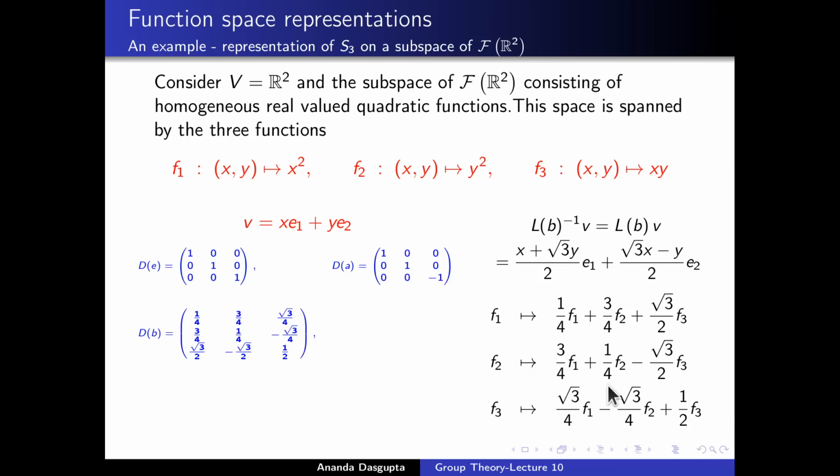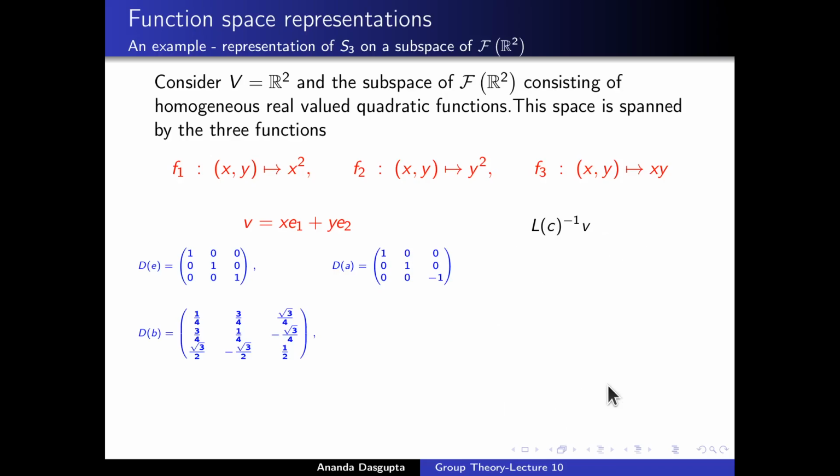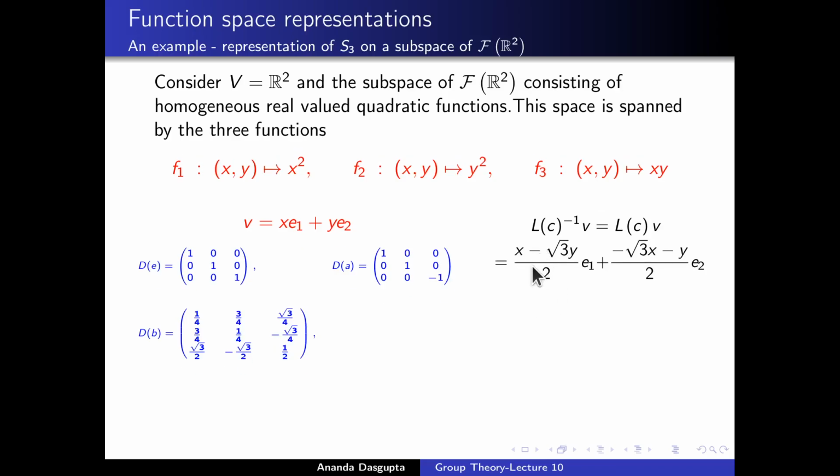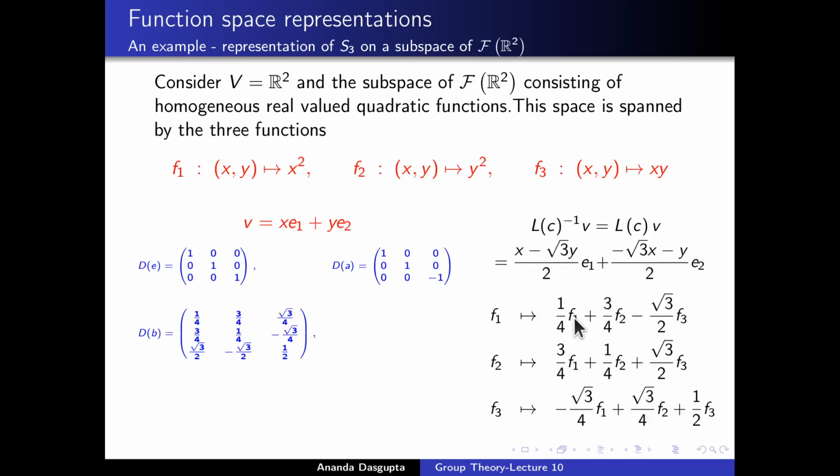Now proceeding in this way, we can easily figure out DC, where LC inverse V is what you need to figure out. Again, the same as LCV, and straightforward calculation gives you this. Once again, let me refer you back to the last lecture for the details of what happens when LC acts on V. And therefore, this is what happens to the components X and Y, and it's a matter of straightforward algebra to figure out what happens to F1, F2, F3. And this gives rise to DC.